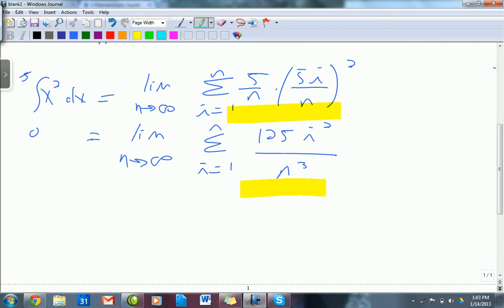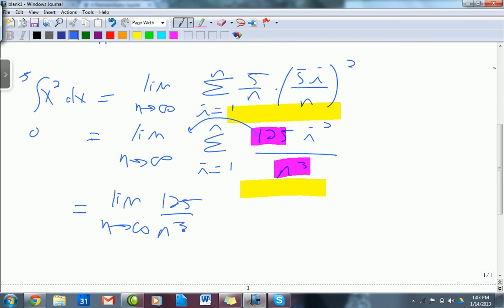Now, I have to compute that. So to compute that, I can take out this and this term, and the rest I will substitute. So let's first take those out. In front of the sigma, I have the limit as n goes to infinity of 125 over n cubed. The reason I can take them out is because this summation has an index of i, which has nothing to do with 125, nor does it have anything to do with n cubed. What I'm left with is, from 1 to n, the sum of the i squareds.